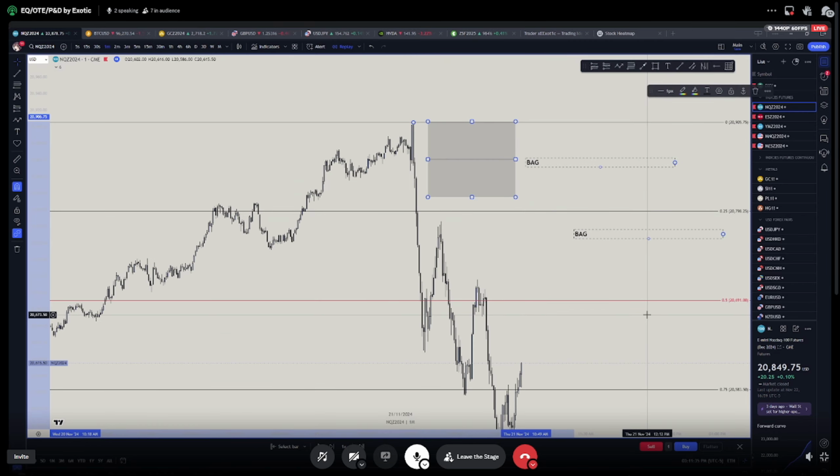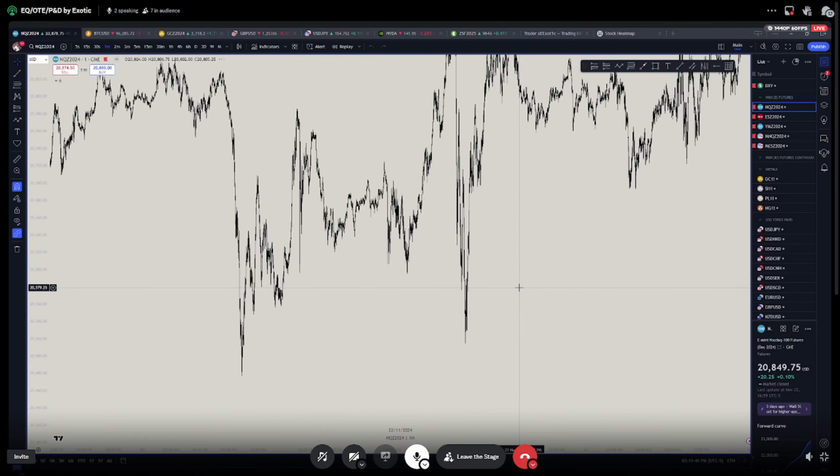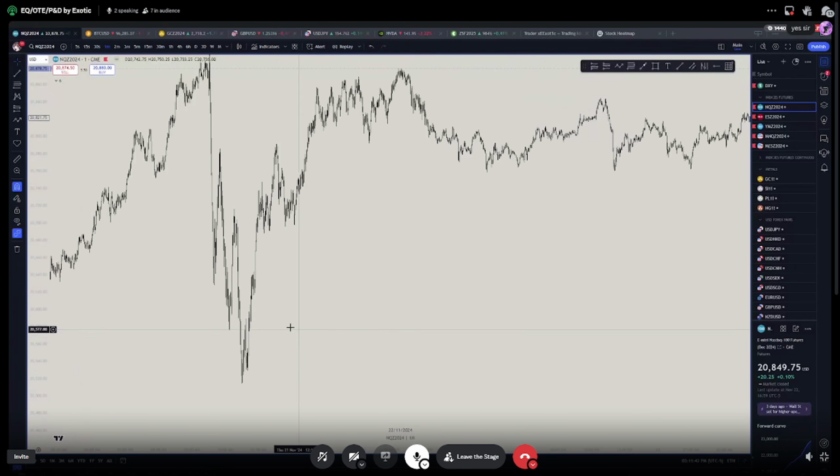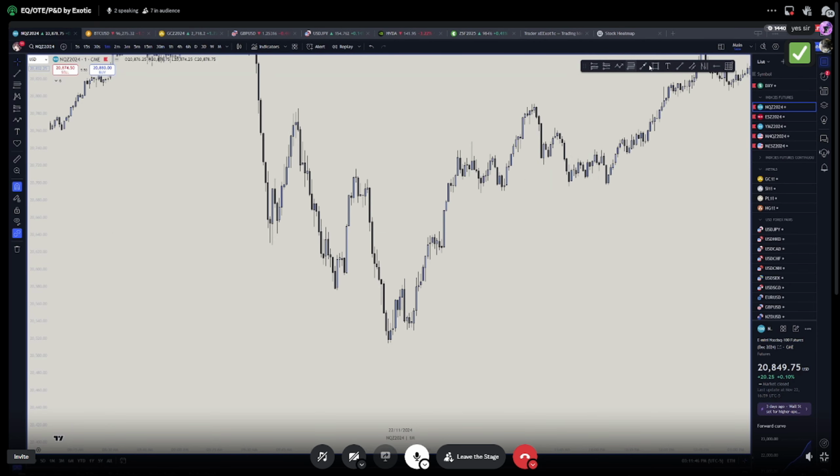Do we get what the quarters are and how to use them? Cool. Do we have any more examples? Do we want any more examples of possibly premium discount, optimum trade entry, or anything like that?